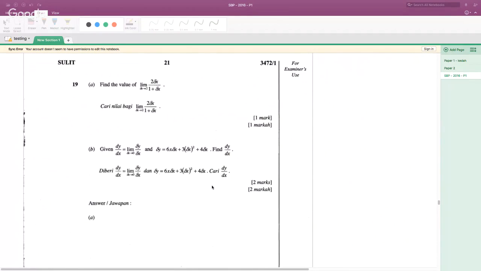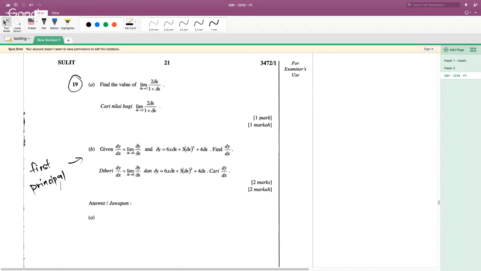This one is a bit different. I won't say it's difficult, but different. For part B, this is related to the first principle. I actually have one video teaching students how to do the first principle of differentiation. But it is actually coming out in the SBP paper. I will teach you from part A first.